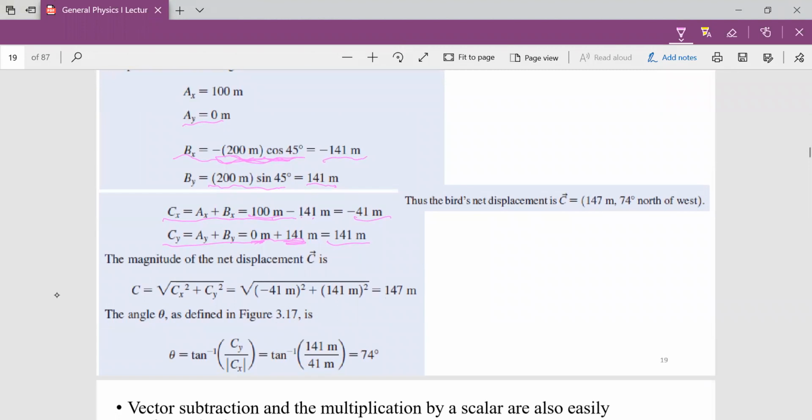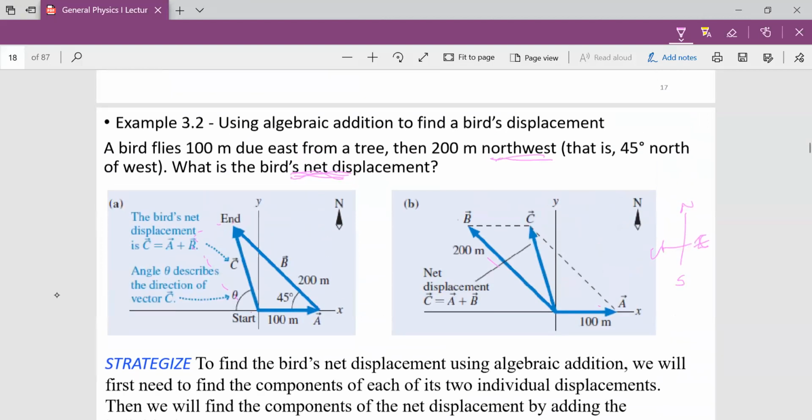Good. So because we are using vector description, our final answer will have the digits and the direction of that bird, okay? So the magnitude of the net vector C is equal to, we have the two values for this and this, root of this squared plus this squared will give you this. If you press your calculator, you get this final answer. So we can see that the net displacement is 147 meters towards the north of west, that is northwest, because the question already told us that it moved northwest.